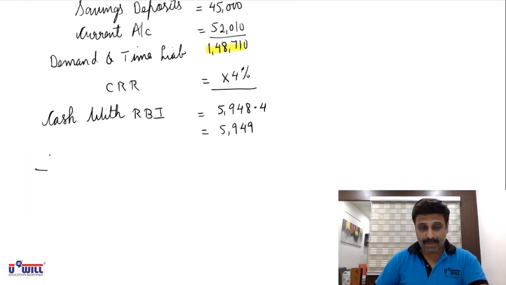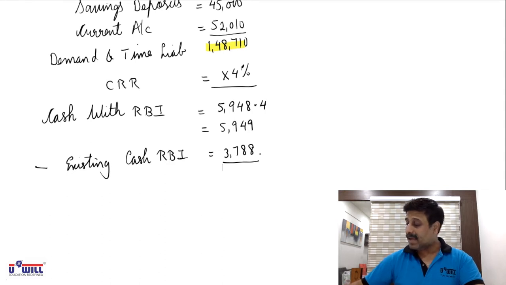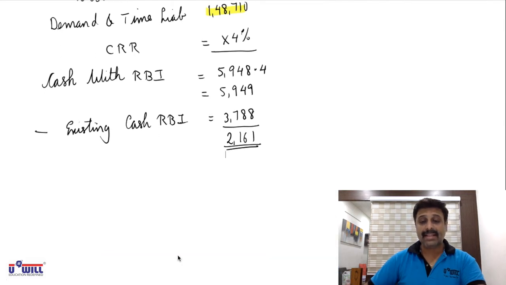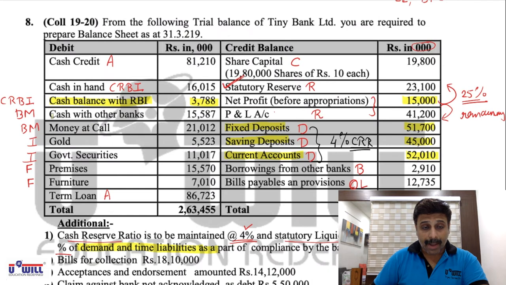Now this is the cash to be kept with RBI. Existing cash with RBI is how much? 3,788. Means out of 5949, we have only 3788 with the bank. So if you subtract that, how much more do we require? 2161. This much more amount is required to be kept with RBI to maintain the legal provision of 4% of CRR. So what will we do with this 2161 if we want to keep with RBI? From cash with other banks, we will subtract this amount and we will add and transfer it to cash with RBI.